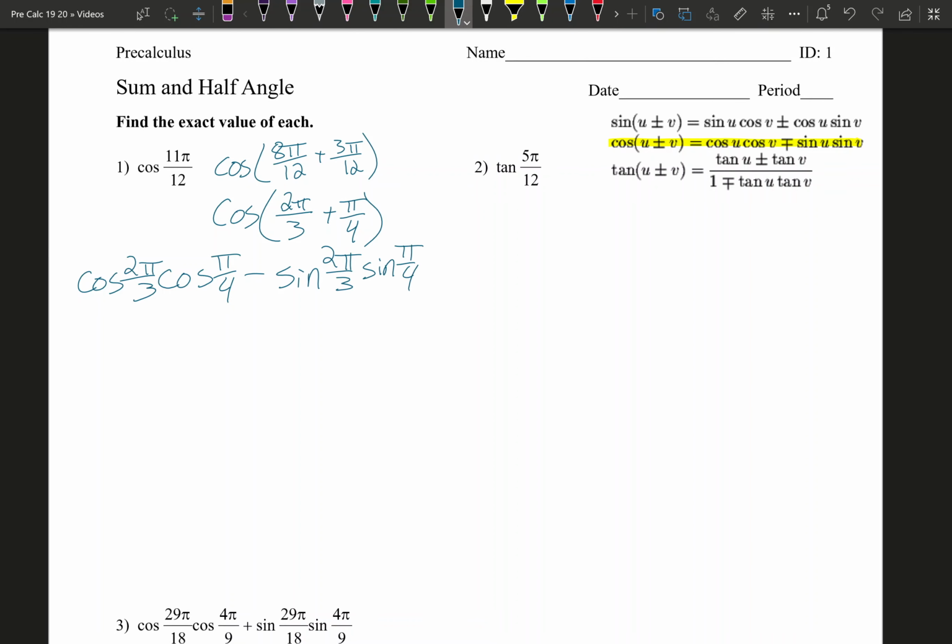Then we go through and evaluate all of these trig functions. So cosine of 2 pi over 3 is negative 1/2. Cosine of pi over 4 is root 2 over 2. Sine of 2 pi over 3 is square root of 3 over 2. Sine of pi over 4 is root 2 over 2. We can multiply those together.